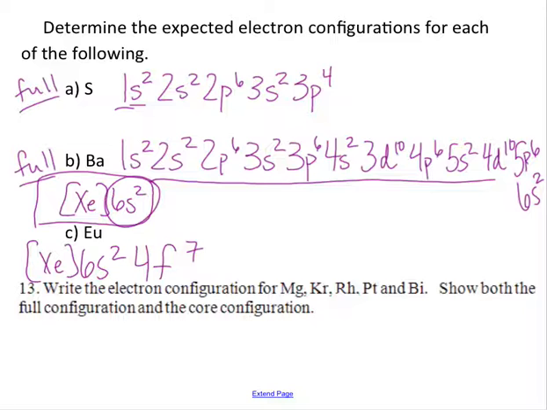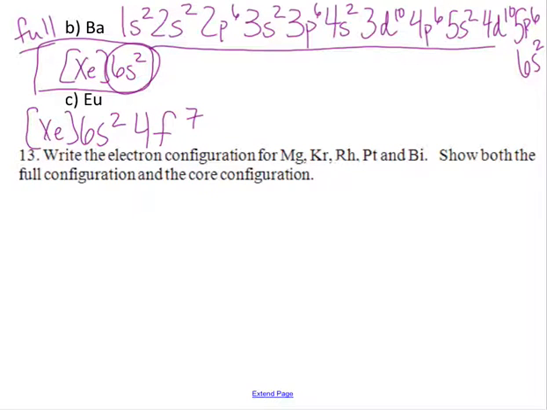All right, so we're just going to write the core configuration. We're not going to show the core configuration. All right, so magnesium.